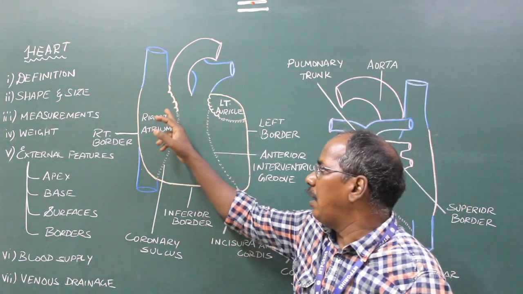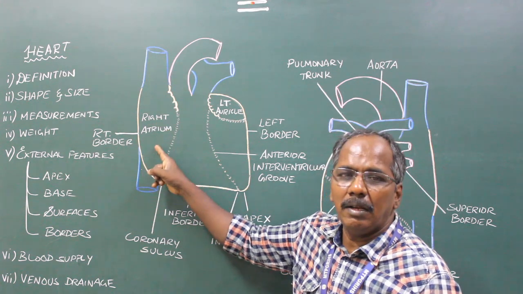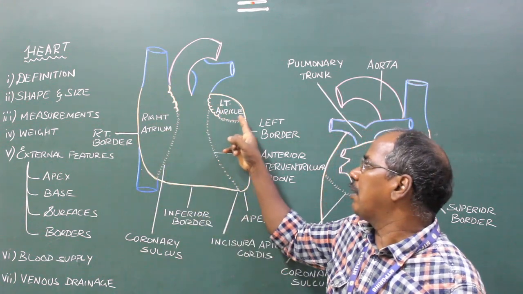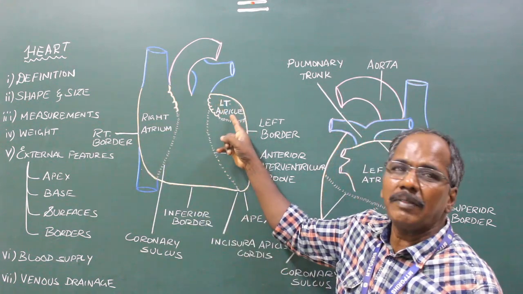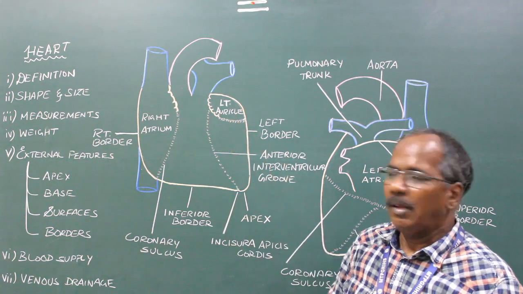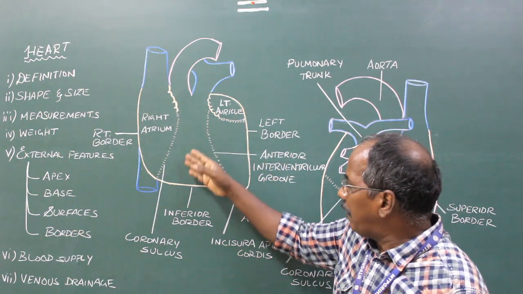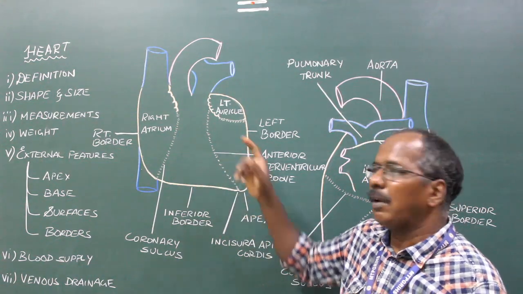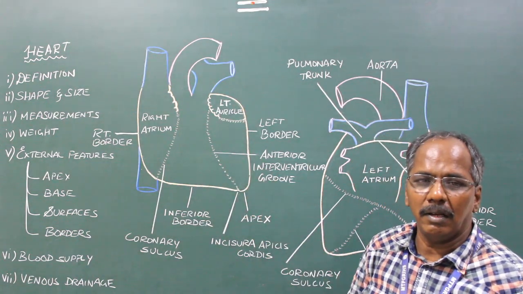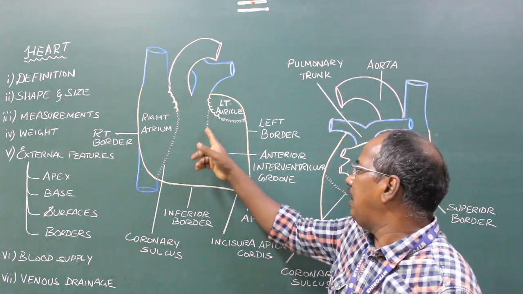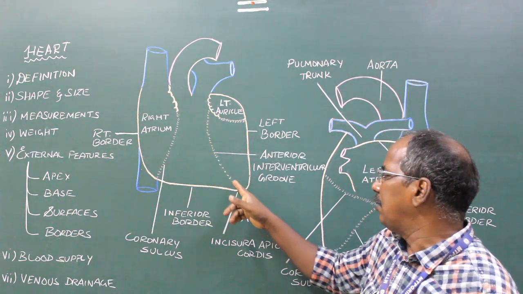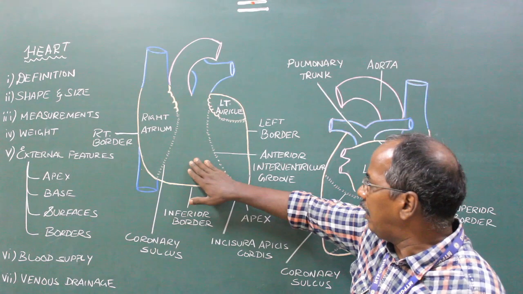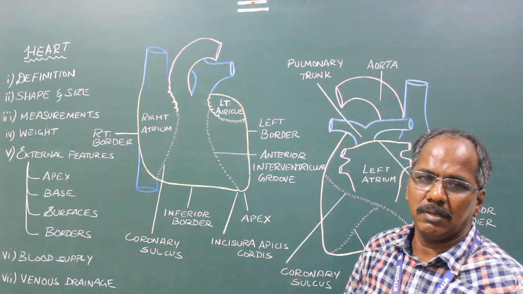Right 2/3 of the atrial part is formed by right atrium and left 1/3 of the atrial part is formed by left auricle. Right 2/3 of the ventricular part is formed by right ventricle and left 1/3 of the ventricular part is formed by left ventricle. The anterior interventricular groove intervenes between the right and the left ventricles.